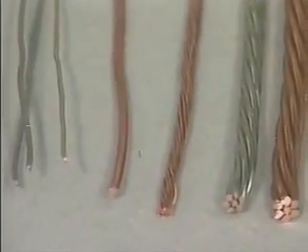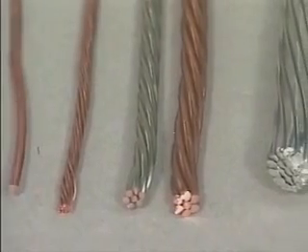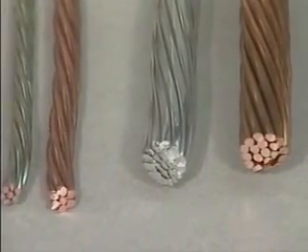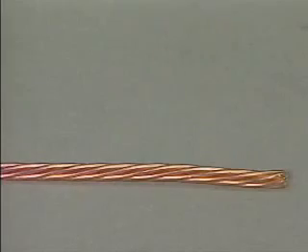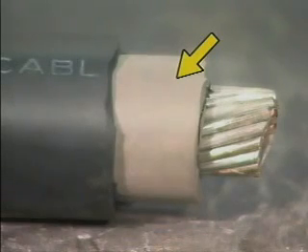Let's start by defining two terms, conductor and insulation. A conductor is a material that provides for the easy flow of electrical current. Although electrical current can flow through most materials, it flows most easily through metals such as copper and aluminum. In this unit, we'll use the term conductor to refer to a metal wire that provides a path for the easy flow of current. Insulation is a material that is a poor conductor of electrical current. Materials such as rubber are highly resistant to the flow of current, so they make good insulators.